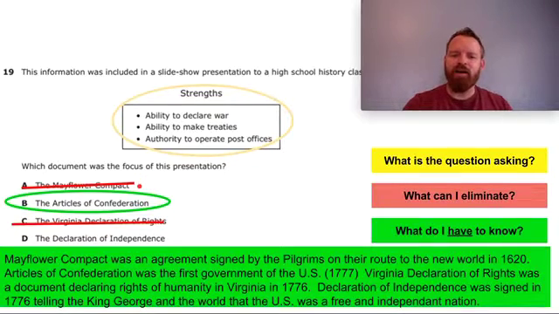And then the Mayflower Compact was kind of establishing a government, but it was so early on. Again, the post office one helps us with that. The Articles of Confederation, this is the only one that really makes sense here. Let's talk a little bit more about early U.S. government.